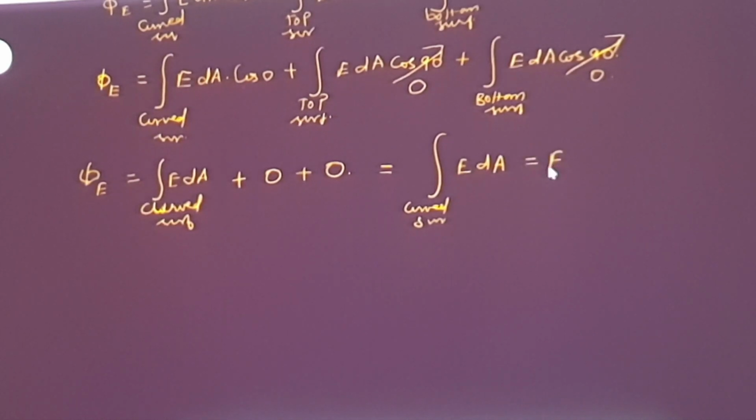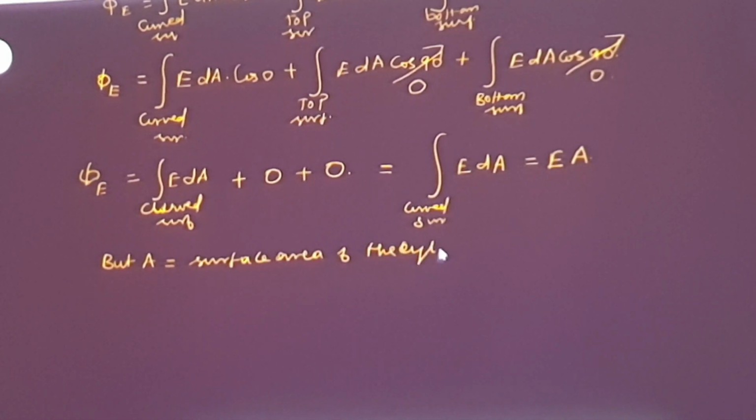You will be able to get E, because the electrical field on the curved surface, since the curved surface is symmetrical, is considered to be a constant. So E into, when dA is integrated, you will be able to get A. But what is A? A is the surface area of the cylinder.